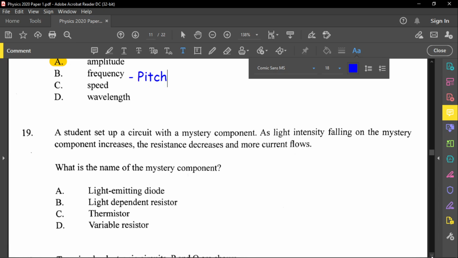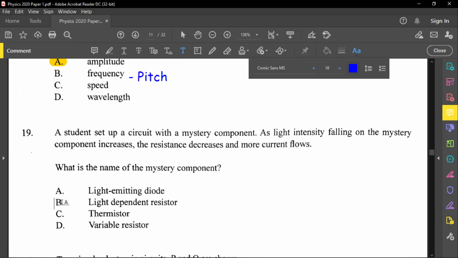So I want to figure out something here now. That light is falling onto the mystery component. So I want you to notice light falling on it. So the mystery component now increases, and the resistance decreases. So more light gives a decreased resistance, and you have more current flowing. So when you think about it carefully: more light, decreased resistance, increased flow of current. And so for this, what we have here is a light dependent resistor. Okay, a light dependent resistor.